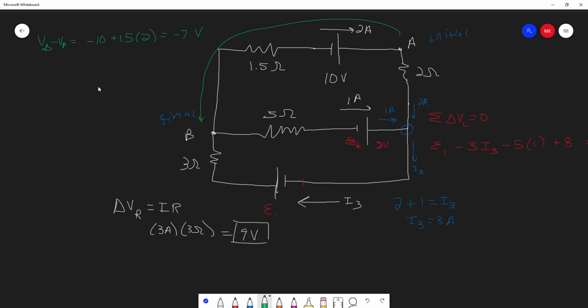So that answers both our questions. The sign of the voltage difference, VB minus VA, is negative, and the magnitude is 7 volts. So that concludes the multiple choice. I will then be moving on to the longer problems.